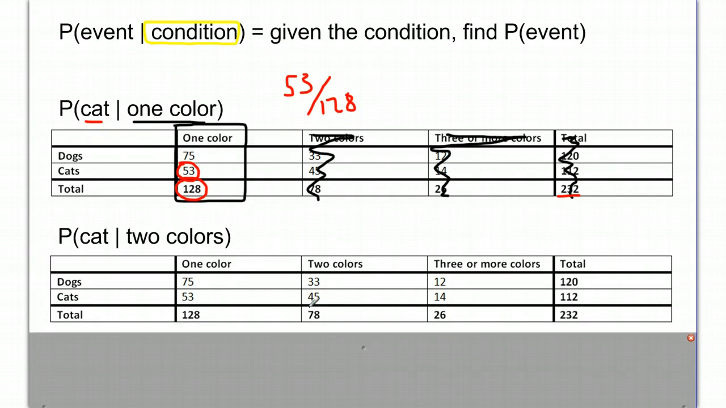Same logic applies to this next one, probability of finding a cat given 2 colors. So given that there are 2 colors, we only look at this part of the table. Now, probability of a cat, 45 out of 78. So 45 out of 78.